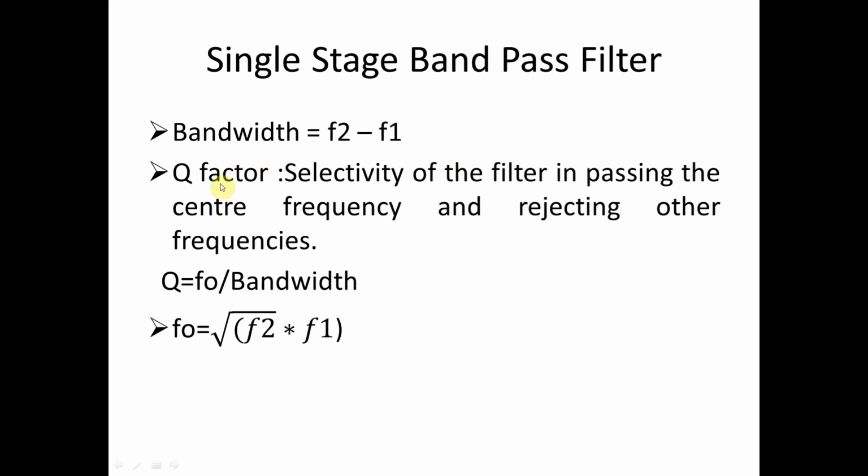Here I will discuss one parameter, that is Q factor, which is the selectivity of the filter in passing the center frequency and rejecting the other frequencies. Here Q is equal to F0 divided by bandwidth, where F0 is the center frequency. We get the center frequency using the equation F0 is equal to square root of F2 into F1.